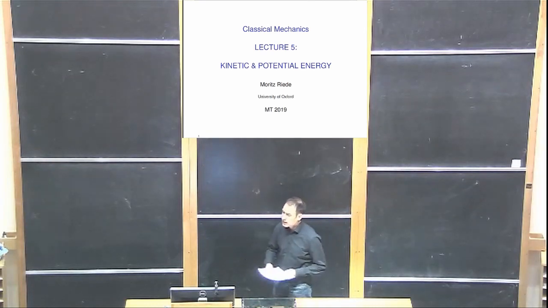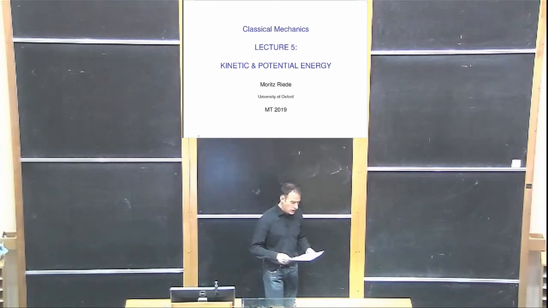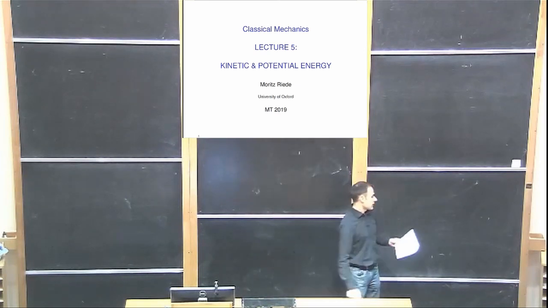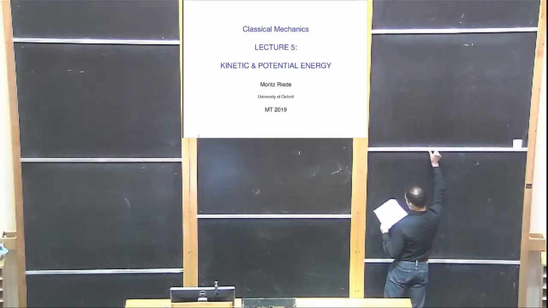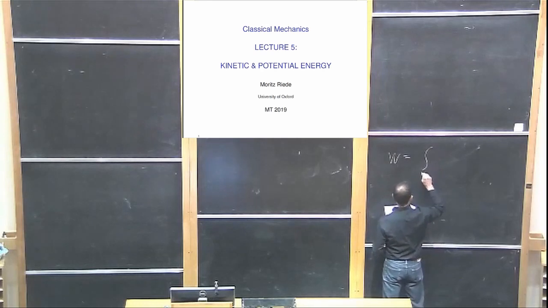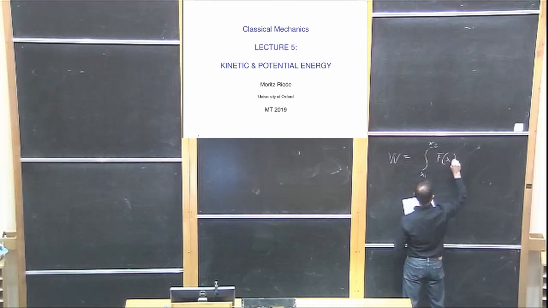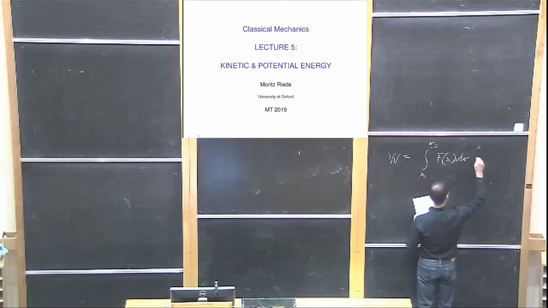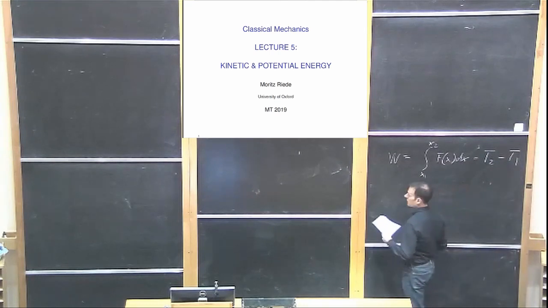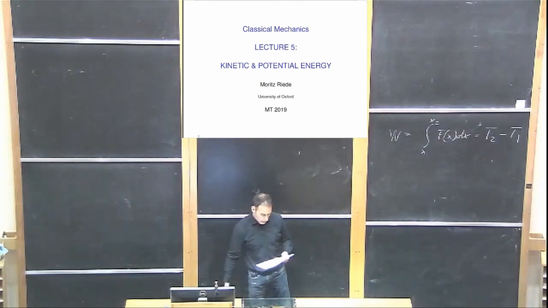Now, today we're going to talk about potential energy and kinetic energy and conservation of energy, and as a quick reminder of where we ended yesterday. The work done by a force from x1 to x2, the integral of F(x) dx, equals T2 minus T1. I've written it here in 1 dimension, but it's generalizable, of course, to more dimensions.